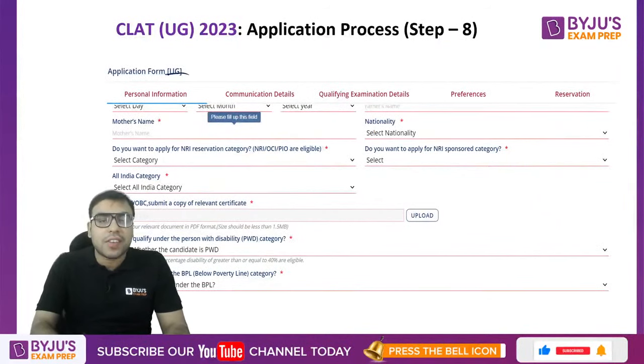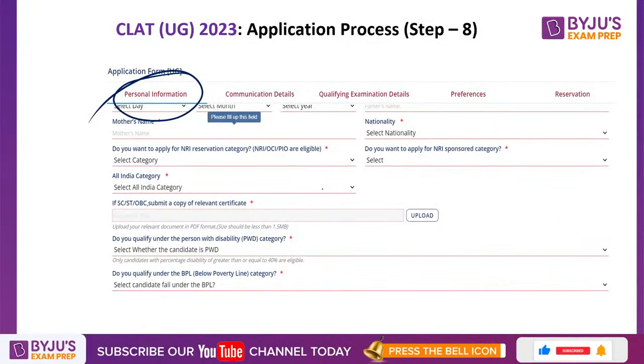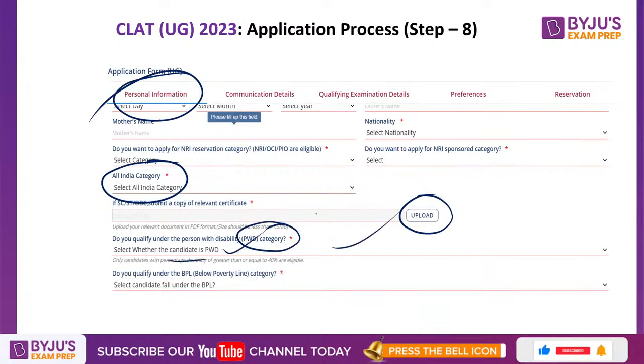Now, when you were filling the personal information section, they were asking about reservation category. So let's say you belong to SC, ST or OBC. In that case, you have to upload the caste certificate at the time of filling the form. Then they'll ask if someone is physically disabled, then he can click yes. That needs a doctor's written signature and needs to be approved.